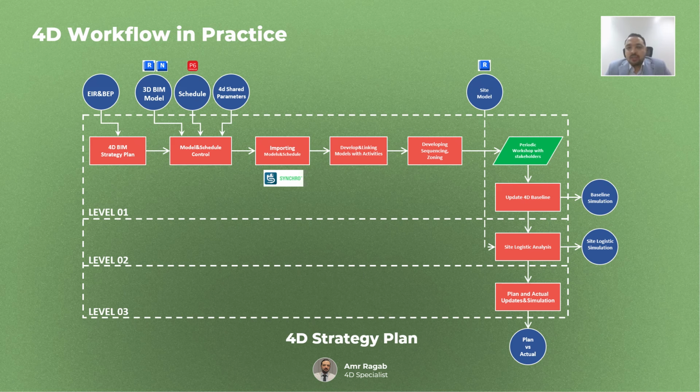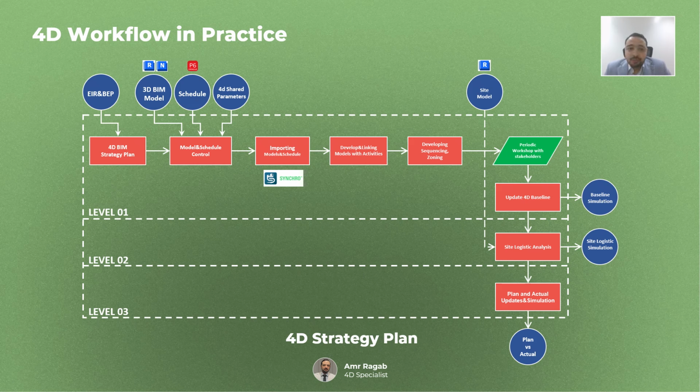Everything starts with a 4D strategy plan. At this stage, we define the purpose, objectives, and deliverables of the 4D model. We align with the project employer's information requirements (EIR) and the BIM execution plan. This ensures everyone agrees on the level of detail, frequency of updates, and also the software environment, whether Synchro or Fuzor or Navisworks. Think of this as a rulebook for the entire 4D process. If you don't have a clear strategy, you will just be creating a nice animation, not useful data.